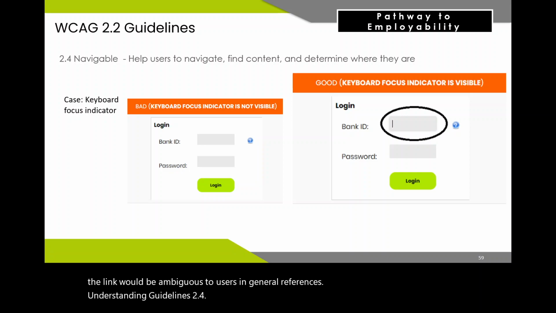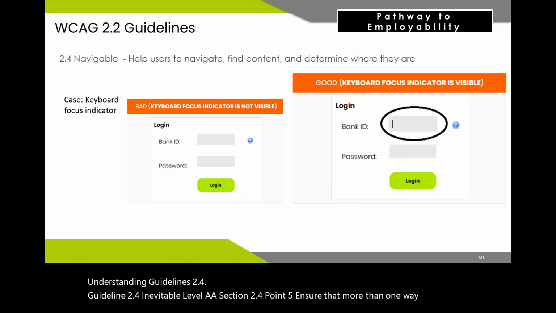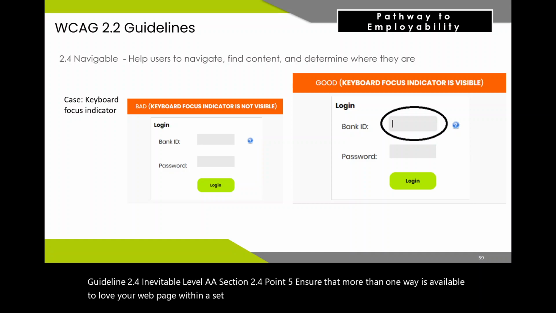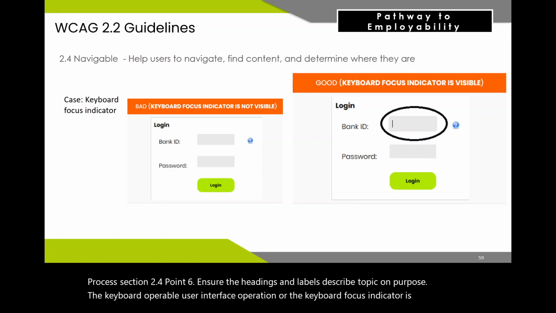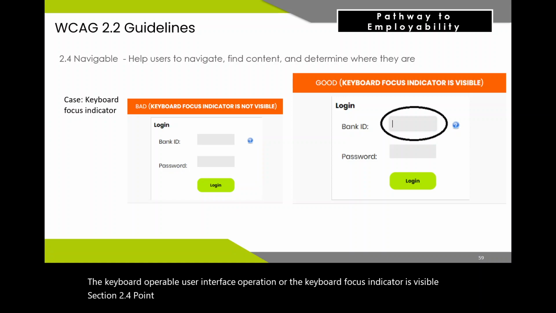Guideline 2.4 Navigable, Level AA. Section 2.4.5. Ensure that more than one way is available to locate a web page within a set of web pages except where the web page is the result of, or a step in, a process. Section 2.4.6. Ensure that headings and labels describe topic or purpose. The keyboard operable user interface should have a mode of operation where the keyboard focus indicator is visible. Section 2.4.7. Any keyboard operable user interface has a mode of operation where the keyboard focus indicator is visible.